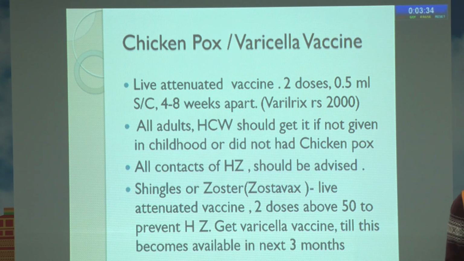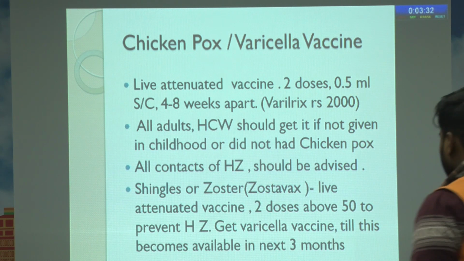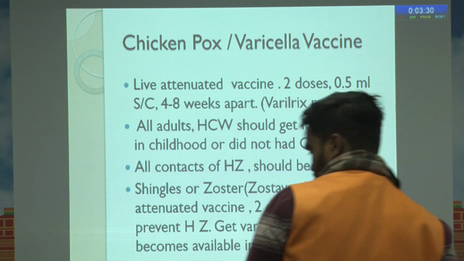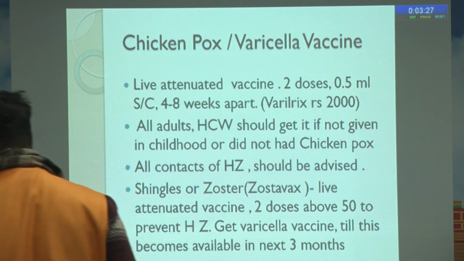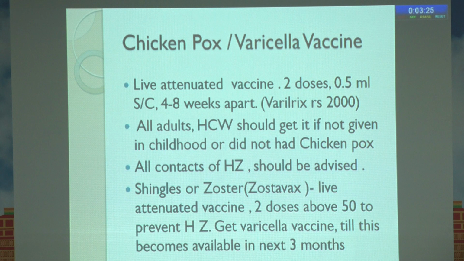Chickenpox or varicella vaccine. Dr. Jyoti Biswas showed slides of choroiditis or retinitis caused by this zoster virus. This is a live attenuated vaccine. 2 doses are given in adults, 4 to 8 weeks apart. All adults, all doctors, all healthcare workers, they should get it if they did not get it in childhood or did not have chickenpox. All the contacts of herpes zoster ophthalmicus patients should also be advised this vaccine.